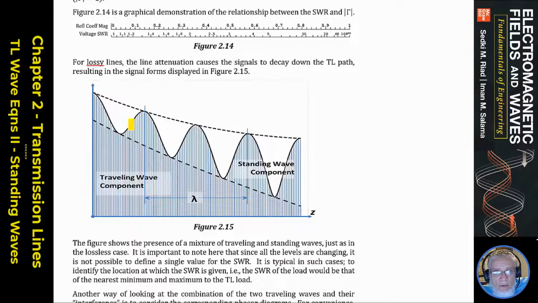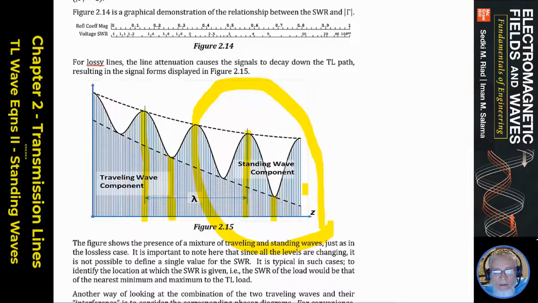And basically, if you talk about Vmax over Vmin, you will find out that that changes from one position to another. Vmax over Vmin, the standing wave ratio, will not be the same everywhere. Typically we define the standing wave ratio as the ratio between Vmax and Vmin near the load end of the line.